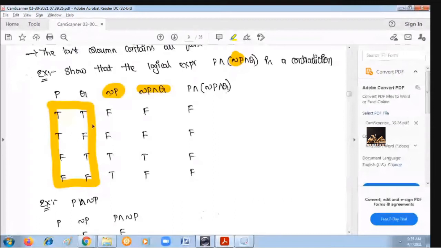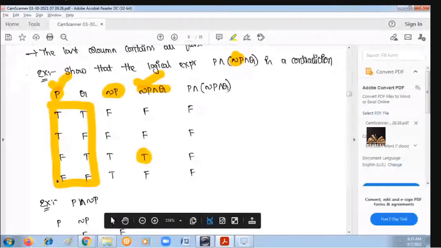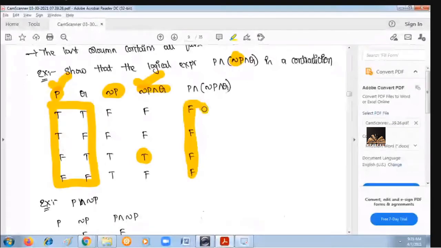consider this first column and this fourth column. First column and your fourth column. Only when both the values are true. So T and F false, T and F false, F and T false, F and F false. So when you observe this last column, the resultant column, it is giving you all false values. Therefore, you can say that it is a contradiction. Given compound proposition is a contradiction. Clear?